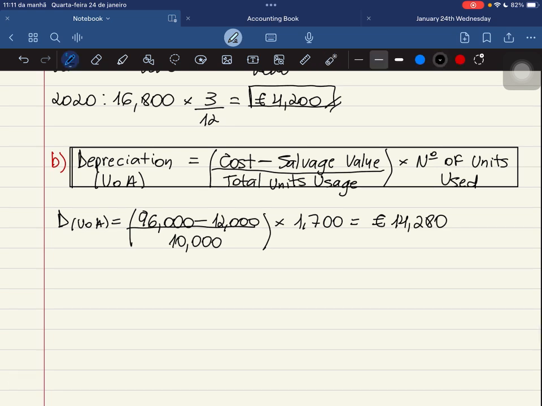But again, one more time, we did not buy this on January 1st. We bought it on October. So we're also going to have to do the same thing that we did before. We're going to multiply this number by 3 divided by 12.